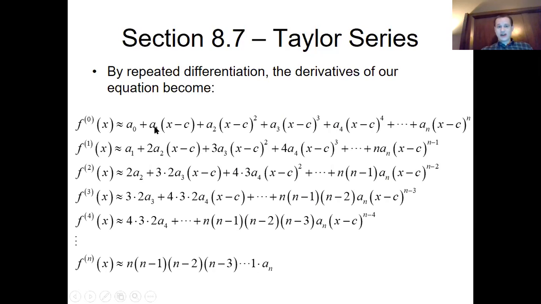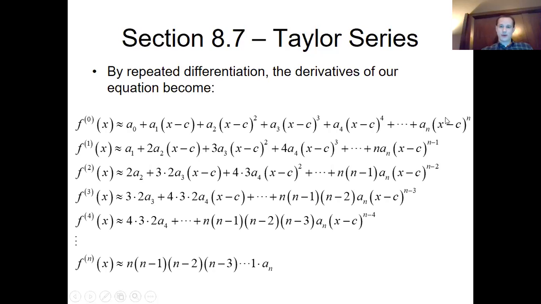Well, what's the derivative of this big old thing up here? Let's do some calculus. This is a constant, so its derivative is 0. This is a1 times some x stuff, and the derivative of x stuff is just 1, so it's just a1. For the next term, the 2 comes down, so you get 2a2 times x minus c to the first. And you get 3 coming down, so 3a3 times x minus c to the second, and so on and so forth.